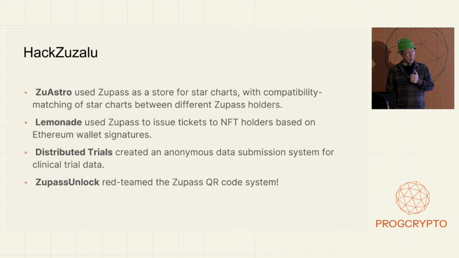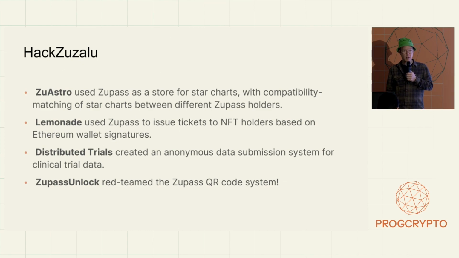Lemonade also issued tickets to people, so they actually built a system where you could sign something using your Ethereum wallet, upload that signature into Zupass, and then it would produce tickets for you based on the NFTs that you hold. So if you held some NFTs, you could then get a representation of the fact that you hold them in Zupass, get the QR code and have that scanned by people.